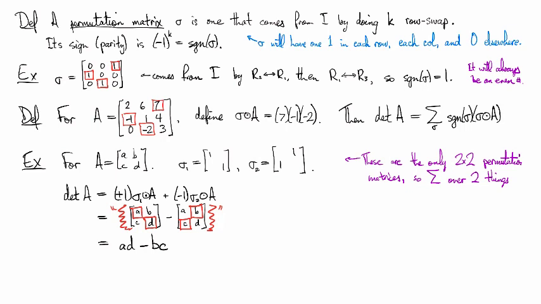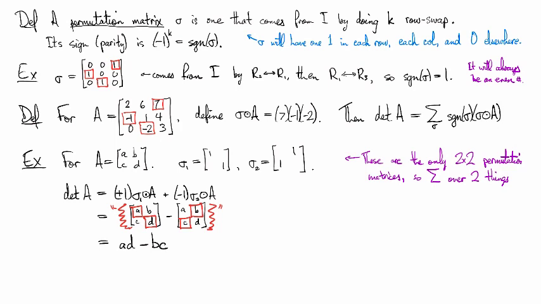All right. So that's the definition of the determinant. Coming up next, we'll look at some ways to compute the determinant that do not involve any of this junk: permutation matrices, sums, signs, any of this business.